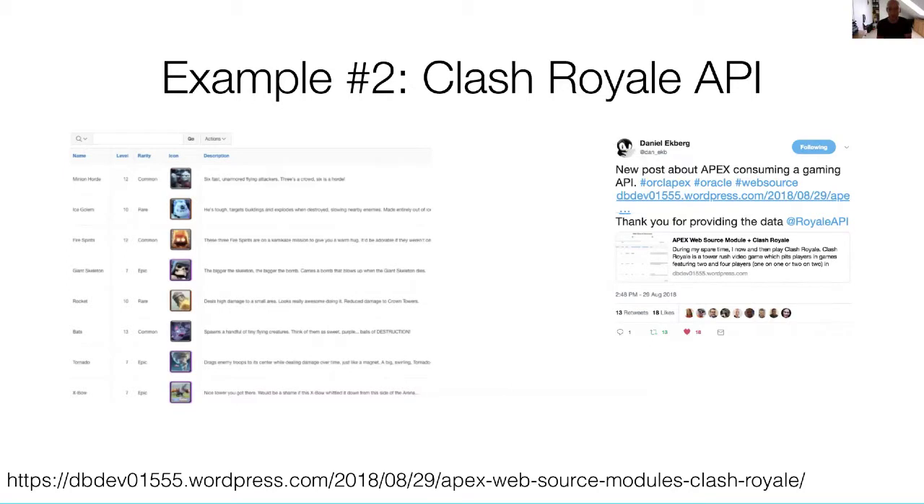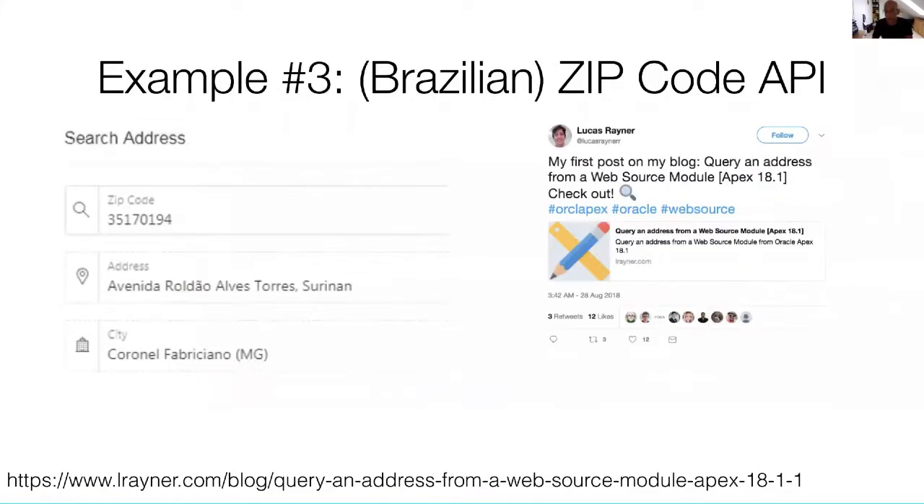And here's what you can do. If you're a gamer, you can even access those gaming APIs with Application Express, create interactive reports or other components based on top of that API. Another example that was on Twitter also recently is a Brazilian zip code API, but I'm pretty sure there are zip code APIs available for almost every country.